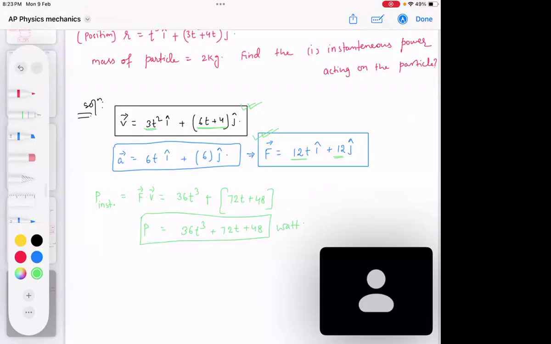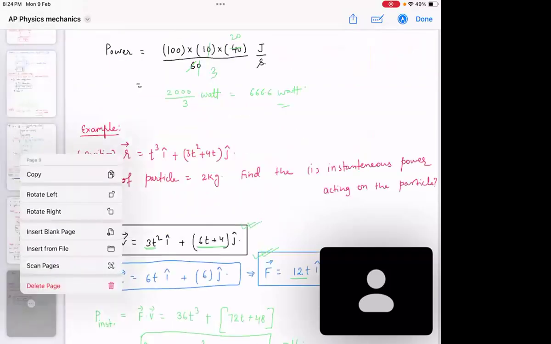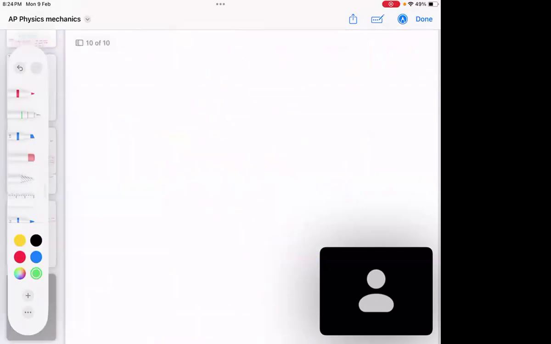So sometimes the position vector will be given to us, right? And then they will ask you the power calculation. So just differentiate it two times. First differentiation gives you the velocity, second differentiation gives the acceleration. From acceleration, you will get the force. Okay, clear? Let's go to the next part.